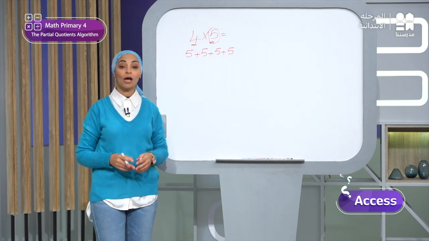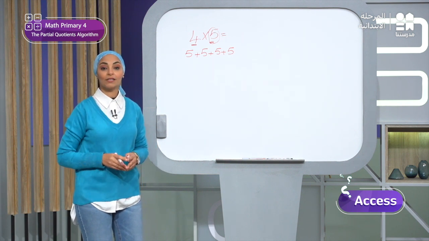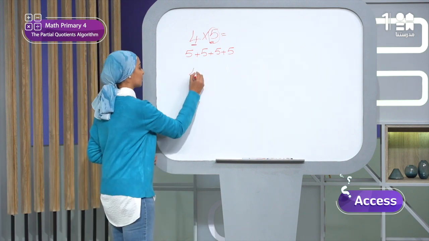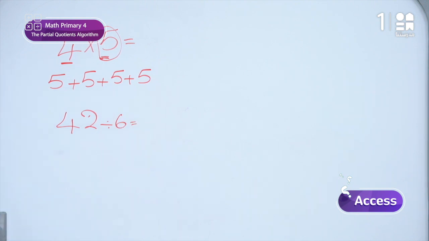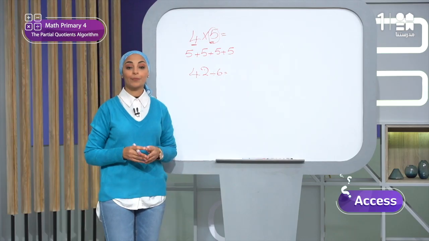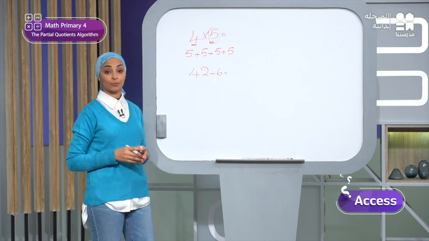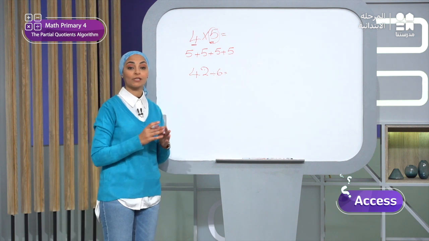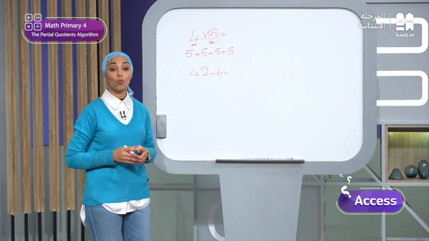Now, let's think about how division is the opposite of multiplication. In a division problem like 42 divided by 6, I can use repeated subtraction to solve it. How can I solve it? By repeated subtraction. Let's have a look. We will subtract 6 from 42, and we will keep subtracting 6 until we see what we get.